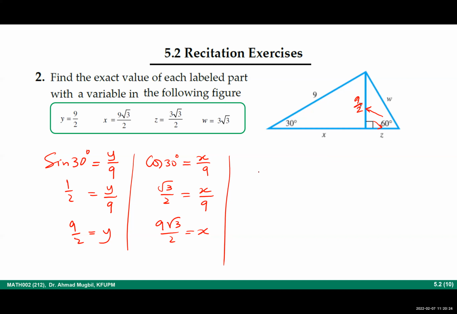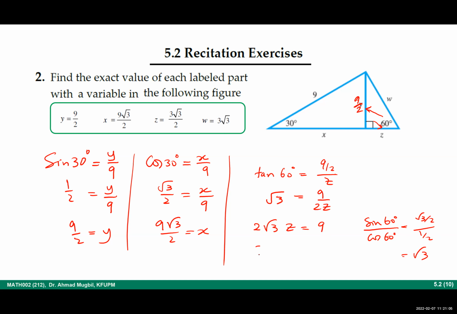So now, tangent 60 degrees is 9 over 2 over Z, right? Now, what is tan 60 degrees? You need to remember the table. And if you forget, you can remember that it is sine 60 over cosine 60. We will see that later. It is square root of 3 over 2 divided by a half. It is square root of 3. So square root of 3 equals 9 over 2z, right? Now multiply, it will be 2 square root of 3 z equals 9. You will divide by 2 square root of 3. Is that correct? Now you need to rationalize. It will be 9 multiplied by square root of 3 over 6, which, taking 3 as a common factor, is 3 square root of 3 over 2. And here it is.